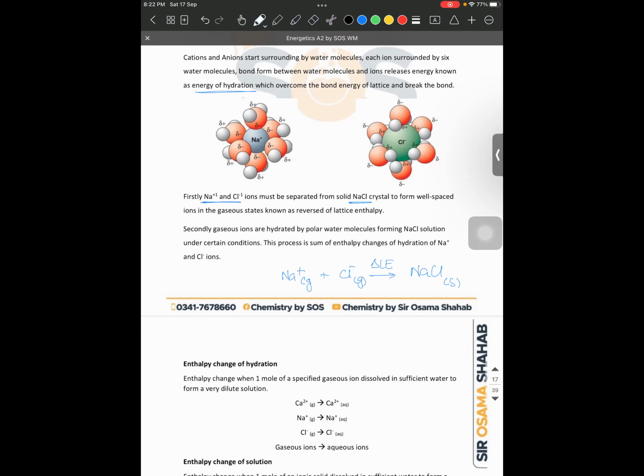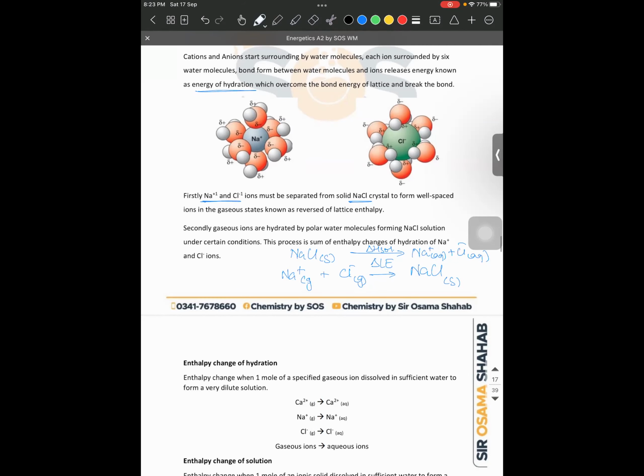But right now, this is something different. Here, solid NaCl dissociates into aqueous Na ion and aqueous chloride ion. This is the enthalpy change of solution, right? Yes, sir. We are going to discuss this later on.